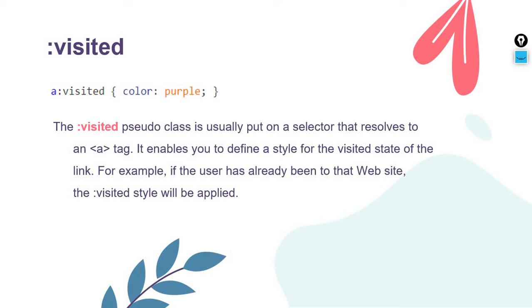So the visited pseudo class is usually put on a selector that resolves to an anchor tag. It enables you to define a style for the visited state of the link. For example, if the user has already been to that website, the visited style will be applied.